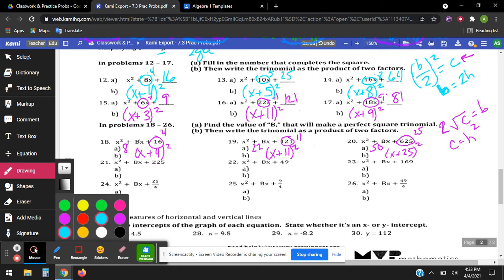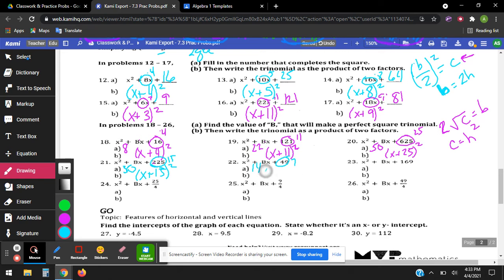Okay, next row, 225. That square root is 15. 15 times 2 is 30. Okay, it's 30. And then x plus 15 squared. All right, 49. Square root of 49 is 7. 7 times 2 is 14. To come up with my equation, I need to use the 7. Okay, 169. Square root is 13. 13 times 2 is 26. So my equation is using that original 13 there.